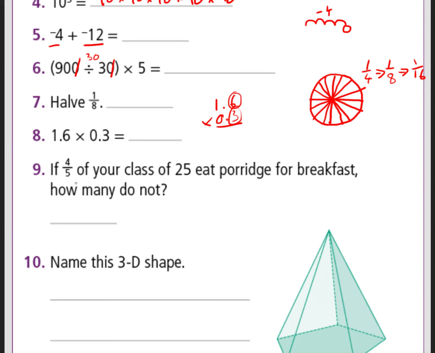Number 9, if 4/5 of your class of 25 eat porridge for breakfast, how many do not? Now, if 4/5 eat porridge, that means that there's only 1/5 left, and that's how many do not eat porridge. Okay, 4/5 plus 1/5 would be 5/5, and that would be the whole class here of 25. So we know that 1/5 do not. We can't just write down 1/5 here. We have to find out what is a fifth of 25. And we do that by dividing 25 by 5. That'll tell us how many don't eat porridge.